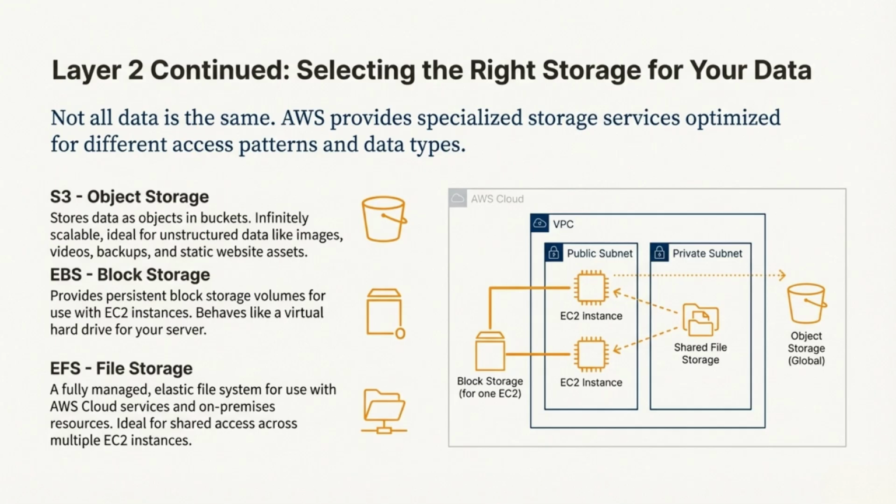EBS, block storage. Provides persistent block storage volumes for use with EC2 instances, behaves like a virtual hard drive for your server. EFS, file storage. A fully managed elastic file system for use with AWS Cloud services and on-premises resources. Ideal for shared access across multiple EC2 instances.